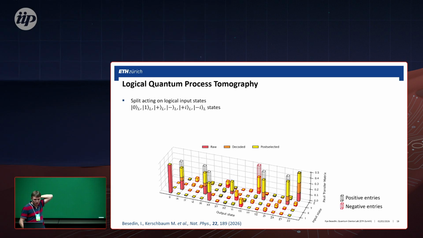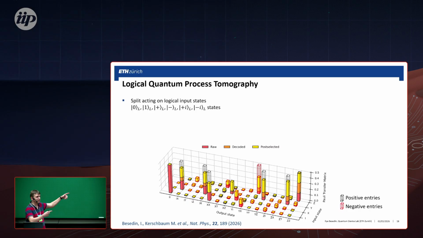Then we can do logical quantum process tomography. We just take the same data. Essentially, we take the 6 cardinal states of the surface code and do tomographic readout in the end, and we can reconstruct a Pauli transfer matrix. Okay, usually you used to square Pauli transfer matrices.